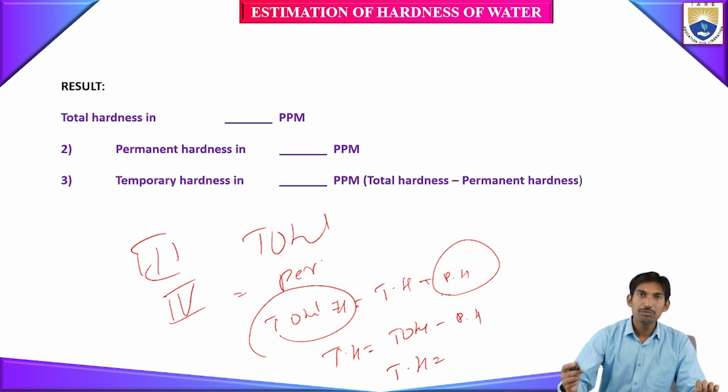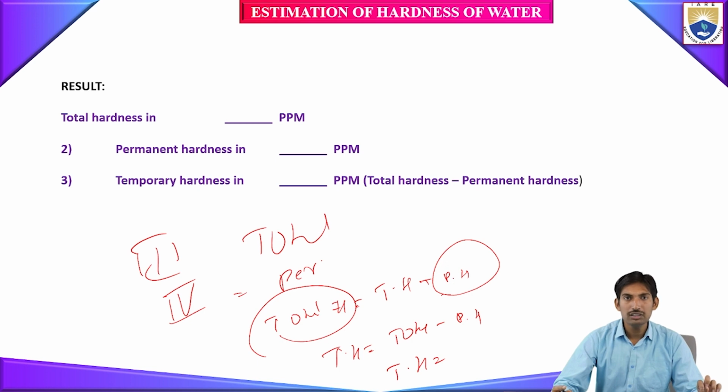In this way we can calculate the temporary hardness of water. So from the EDTA complexometric titration method we can calculate the total hardness of water and the permanent hardness of water. If we get both, by subtracting the permanent hardness from the total hardness, we get the temporary hardness of water. So by using the complexometric titration method, we can calculate the total hardness, temporary hardness and permanent hardness by the color change wine red to blue.